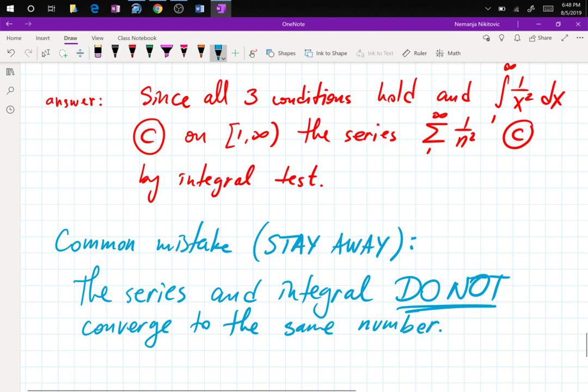All right? So the sum of the series, we don't know. We just know it converges. Integral converges to 1. We don't care because it's not the same value. So please try to avoid writing that the series converges to 1. No, integral converges to 1. They are not the same. They both either converge or diverge, but convergence, different values.